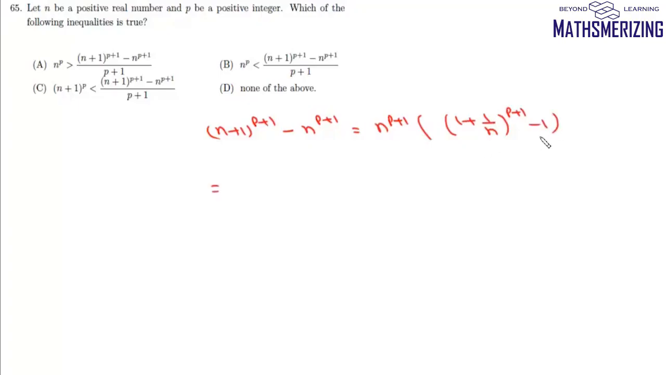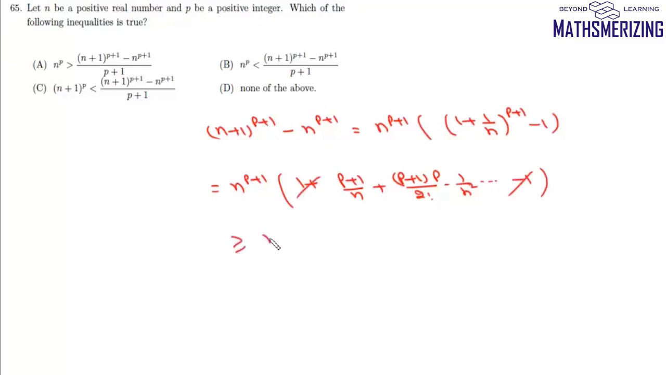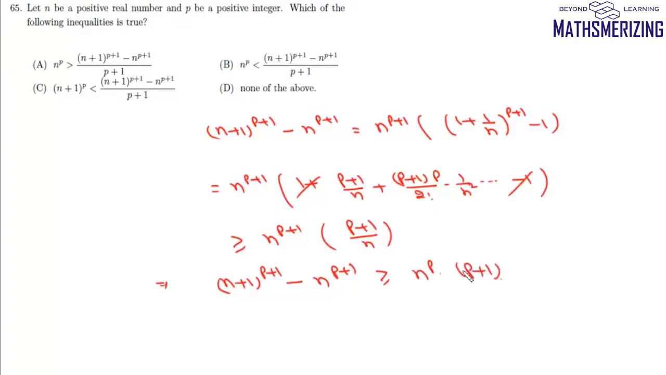Now if we use binomial expansion, then we can write n to the power p plus 1 times [1 plus (p plus 1) upon n, and then (p plus 1) into p upon factorial 2 into 1 upon n square, and so on, minus 1]. Now this value will always be greater than or equal to n to the power p plus 1 into (p plus 1) upon n. So from here we can say (n plus 1) to the power p plus 1 minus n to the power p plus 1 is greater than or equal to n to the power p into (p plus 1), which is your option number B.